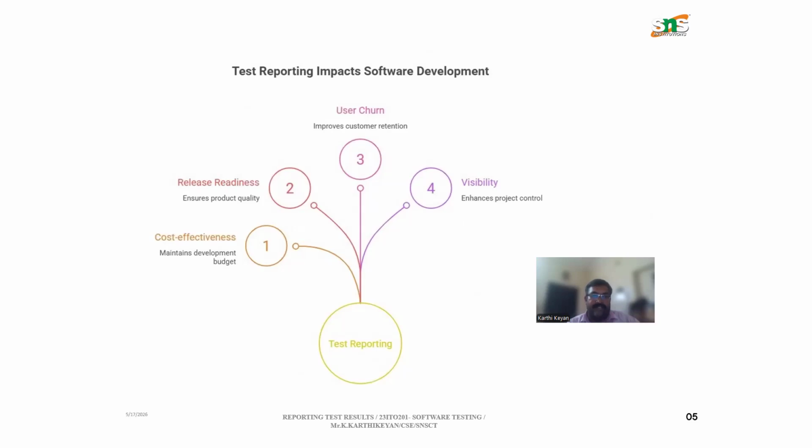Second, release readiness: ensure the product quality. Third, improve customer retention and enhance project control. Each and every manufacturing industry is testing in software development sectors to monitor and control what's going on in my project today and the day after tomorrow.